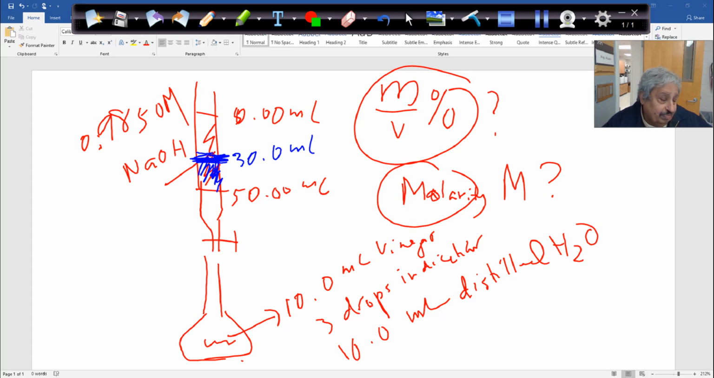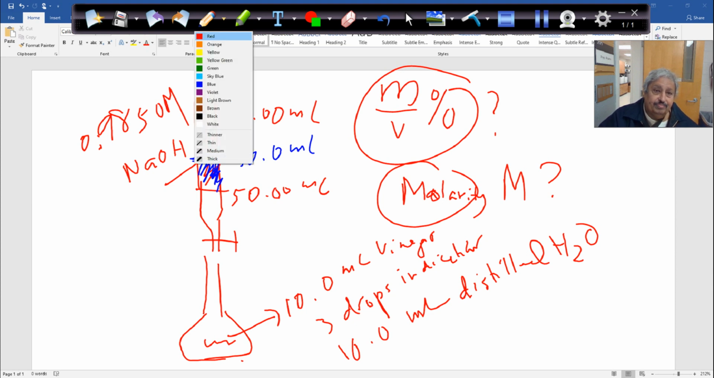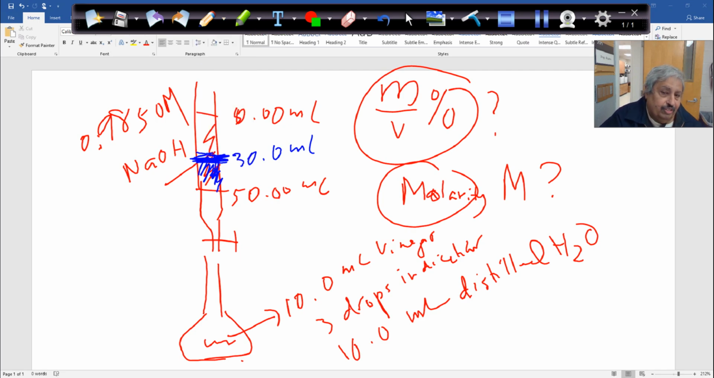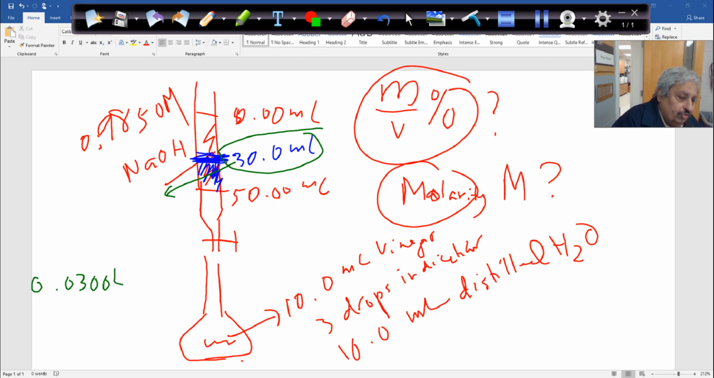That will come in the final and maybe in the lecture as well. So, can I do it here for you guys? First, convert this one here into what? That's the consumed sodium hydroxide to reach the endpoint, from colorless to pink, correct? So, convert it into liters. So this is 0.0300 liter of sodium hydroxide.